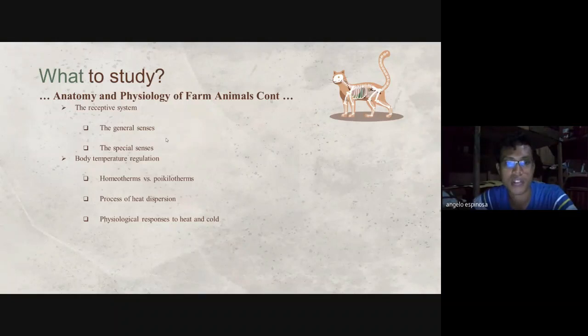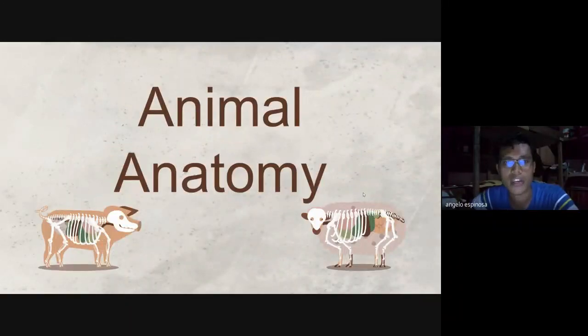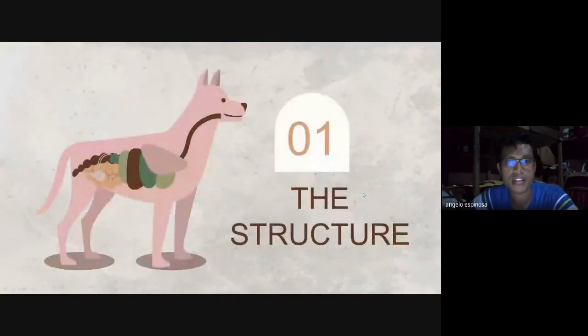And reproductive system, we will tackle also that. And also thermoregulation, or the body temperature regulation, the homeotherms and the poikilotherms. All the terms, okay? So this is our table of contents. We have our organs. So we'll talk about organs: digestive systems, urinary systems, muscles, skeletons, and comparisons of the others as the topic of the section. And we have here the animal anatomy. So let's go first to the structure, and this is my introduction to animals.